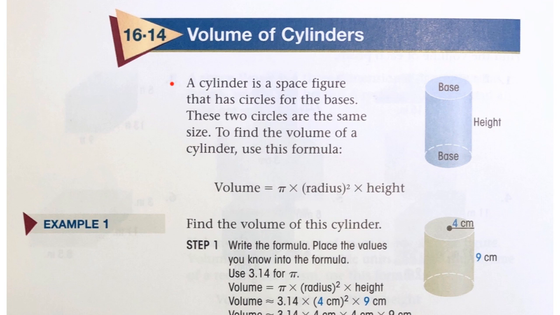A cylinder is a space figure that has circles for the bases. These two circles are the same size. To find the volume of a cylinder, use this formula: pi times radius squared times height.